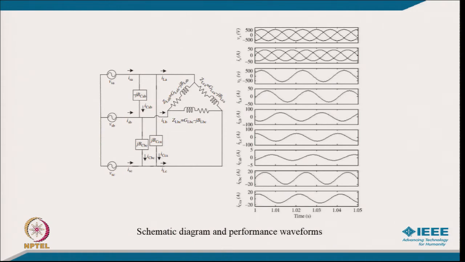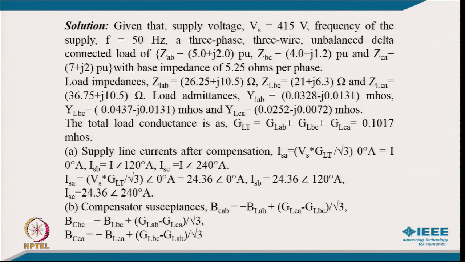That compensator is also connected in delta across each branch, and the compensator is responsible not only for power factor correction but also for balancing the load across the supply. After getting the design, the waveforms are plotted, and you can see the supply currents are in phase with the supply voltage, and typically all the other waveforms of the compensator currents are also given here.